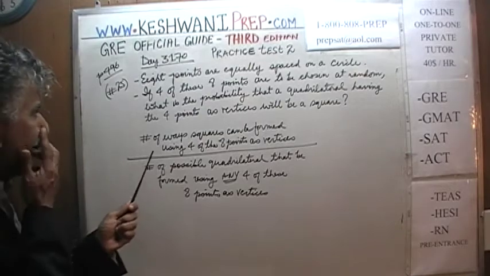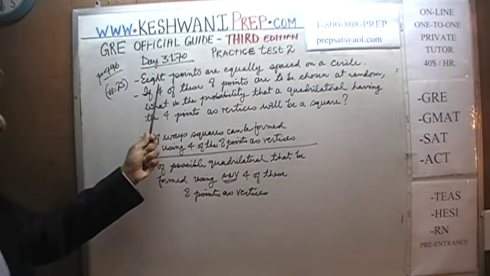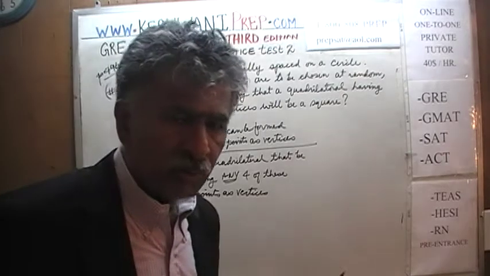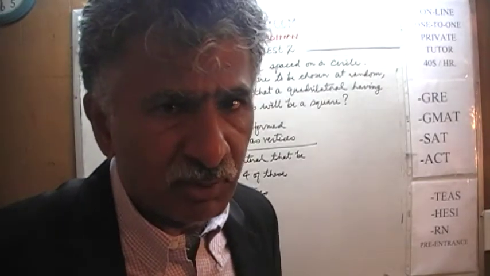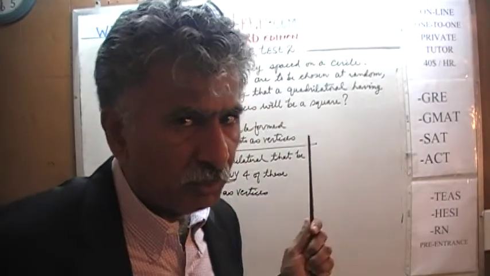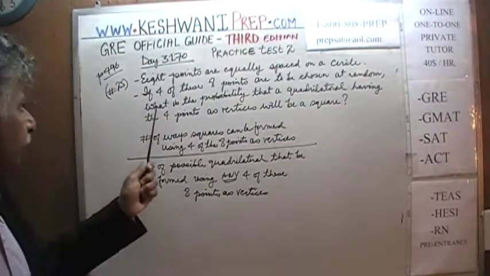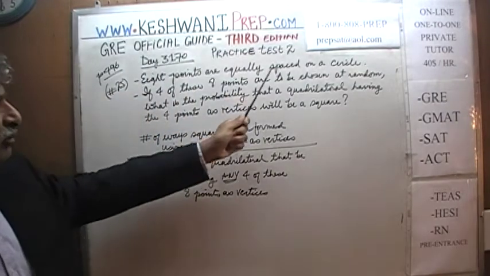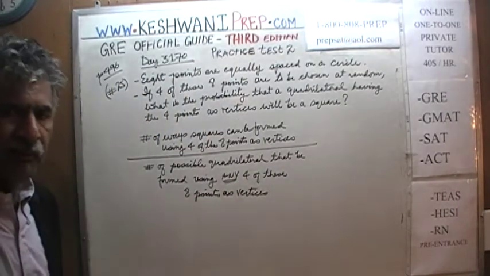Here's what it says. It says 8 points. It's important that you have the book in front of you so that you can read the problem yourself as it actually appears in the book. You understand? Because I do not put it verbatim on the blackboard. 8 points are equally spaced on a circle. So we have a circle and we have 8 points on it.